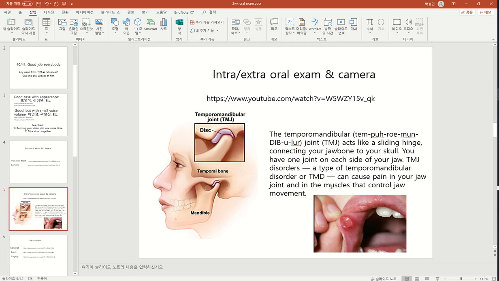The most common disease related to the extraoral anatomy is the temporomandibular joint disorder. Sometimes you feel that you hear a clicking sound from this jaw, or you cannot open the mouth properly. This is all called temporomandibular disorder, the abbreviation is TMD. It can cause some pain in your jaw joint and in the muscle, or limitation of movement. So this is a video of how people diagnose TMD.